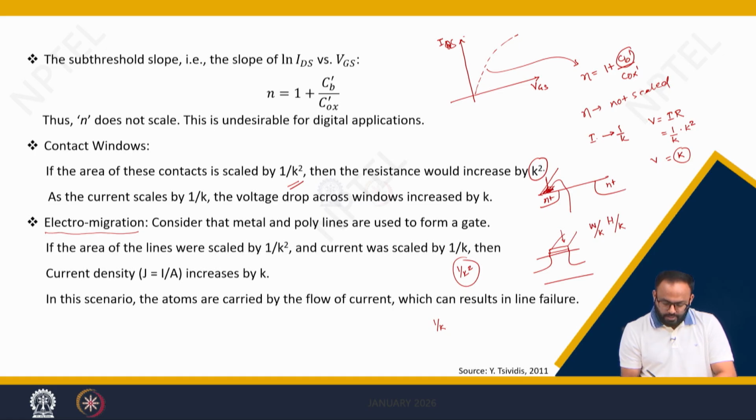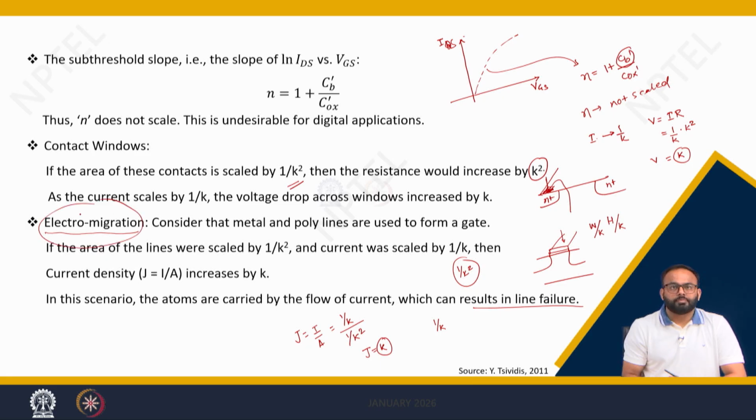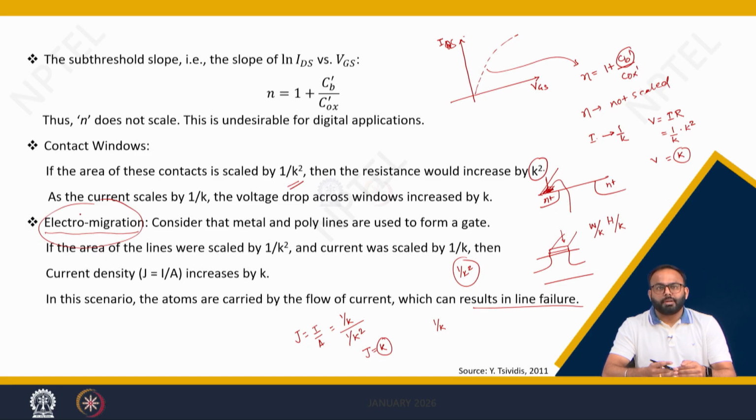and I know that the current flowing through this will be scaled by 1 by k. So, what is the current density? Current density is nothing but I by A, I is scaled by 1 by k, area is scaled by 1 by k square. So, the current density will be scaled by k. So, the current density in short channel device when you are scaling with k ultimately increases, and hence it carries the atoms along with it. This actually causes a line failure. This is called electromigration. So, scaling does not come free of cost, we need to pay multiple things, right, and we need to optimize accordingly.